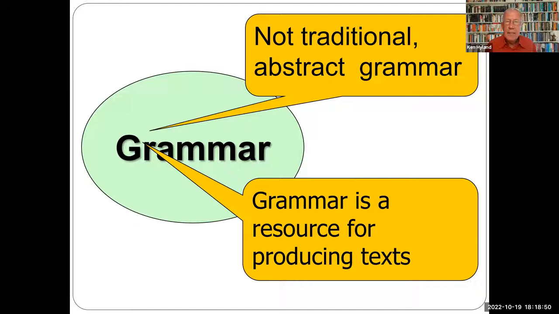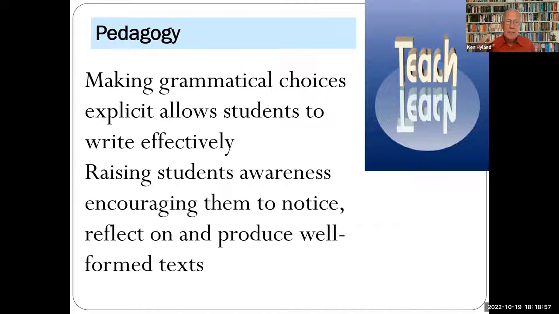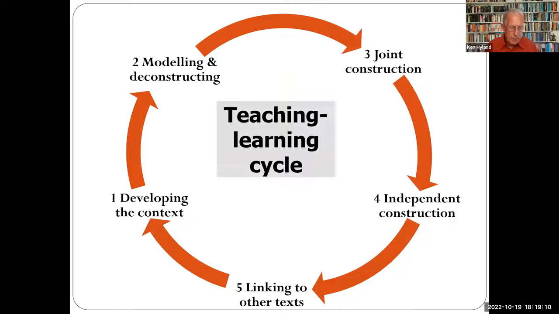Now, in class, this often involves getting students to notice, reflect on, and then use writing conventions to help them produce well-formed and appropriate texts. And one approach widely used in Australia is the teaching-learning cycle. And you may have seen this before. And essentially, the cycle helps us to plan classroom activities by showing genre learning as a series of linked stages which support learners towards understanding text.